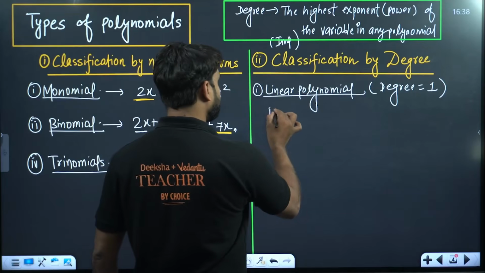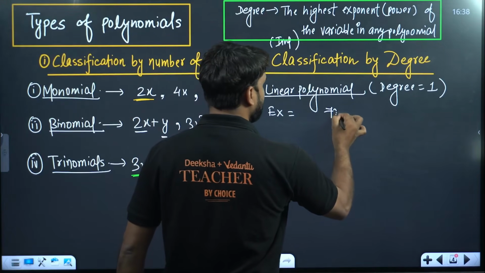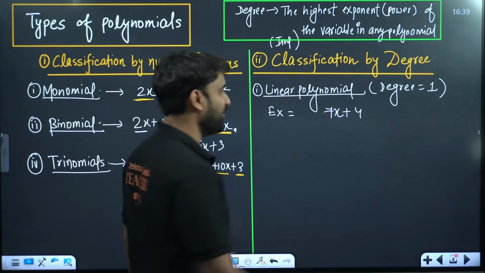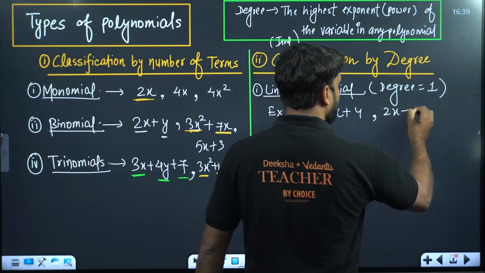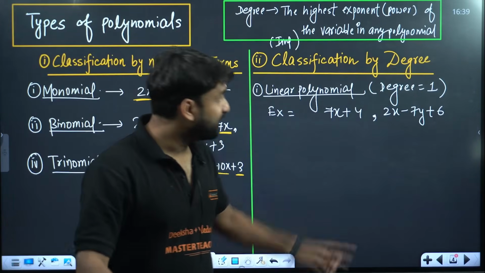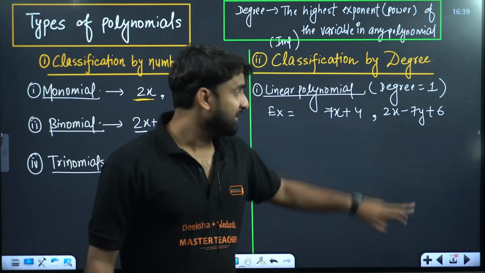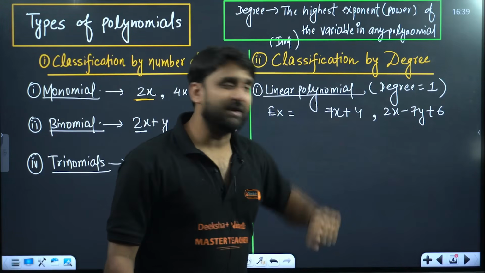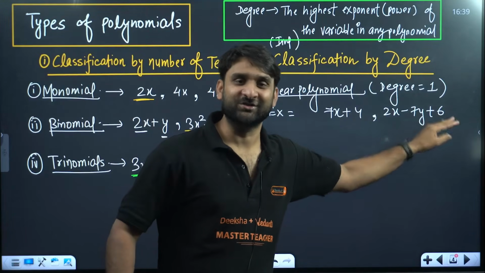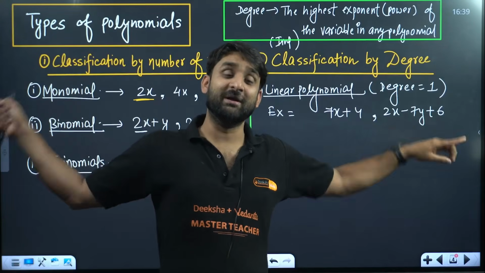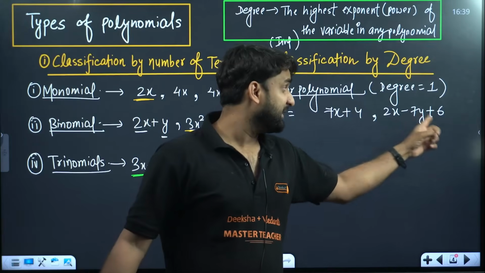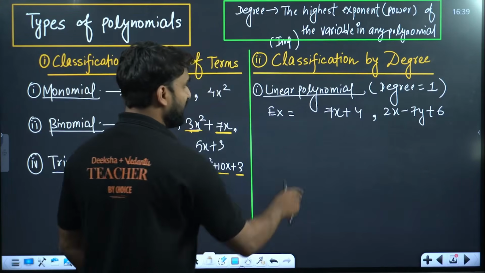So example: 7x plus 4, the highest power of x is 1. One more example, 2x minus 7y plus 6 is equal to 0. I am not talking about the number of terms. We are focusing on degree, the power of the variable. So here x is having 1 power and y is also having 1 power. So this is also a linear polynomial. I know there are 3 terms, so this is a trinomial according to the number of terms. But according to degree, according to the power of the variable, it is a linear polynomial, because both the variables are having power 1. Now I hope this is clear to you all.